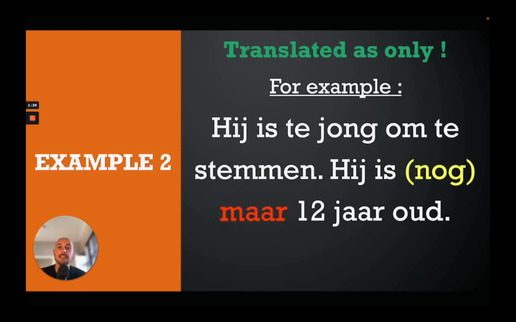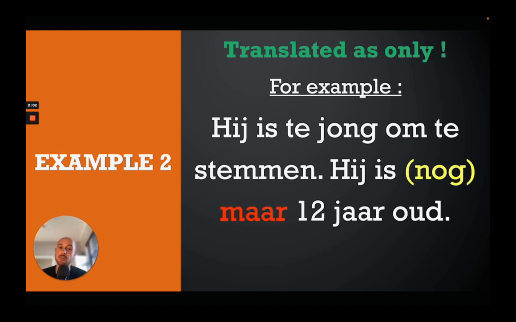Alright, so the next one is maar translated as only. Alright, example 2, we'll take a look at it. Hij is te jong om te stemmen. Hij is nog maar 12 jaar oud. Hij is maar 12 jaar oud. Alright, so that basically means he is too young to vote. He is only 12 years old, right? So in this case, maar, most of the time in front of a number, will mean only, right? Hij is maar 12 jaar oud. He is only 12 years old.